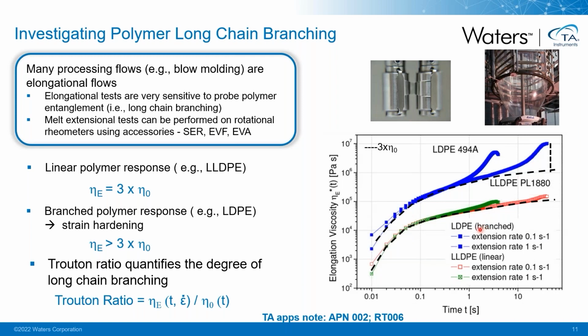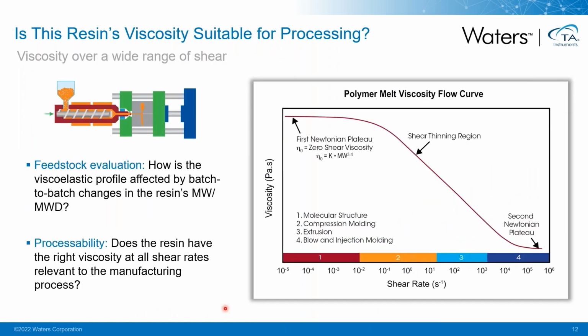From these test results, rheologists have defined a new parameter, which is called the Trouton ratio. Trouton ratio is the ratio of the extensional viscosity to the zero shear viscosity. So nowadays, people have been using this Trouton ratio to quantify or to compare the degree of long chain branching in polymer resins.